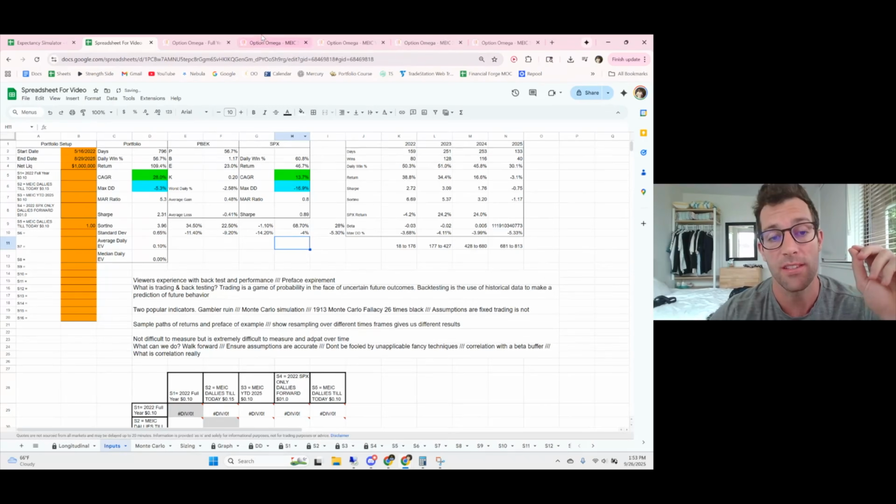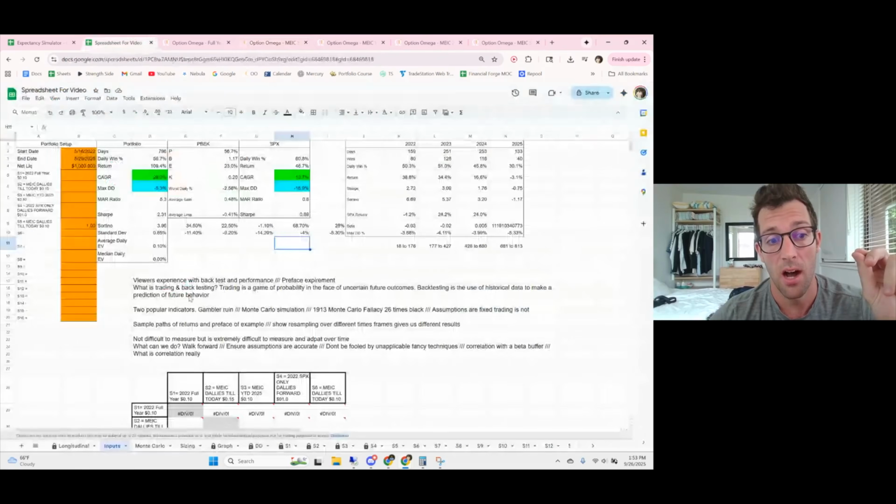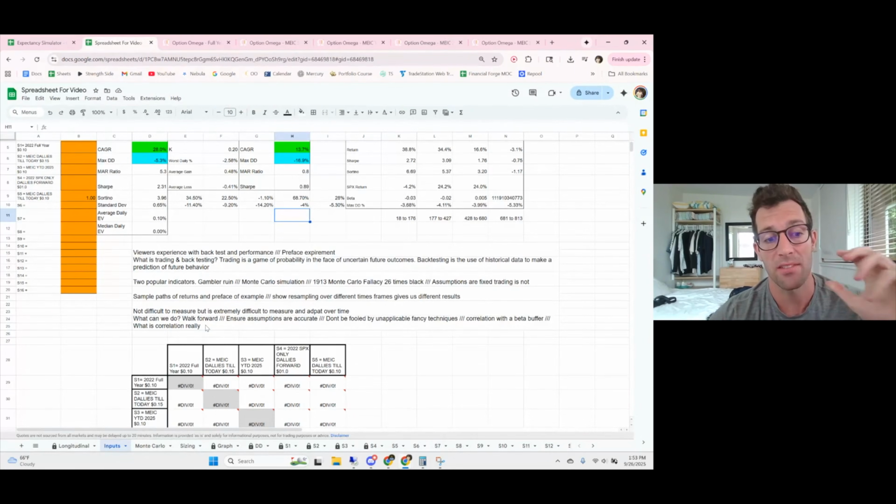And these are all the same exact mechanics, the same exact every 15-minute time frame, and then except for one of them, the same exact slippage and the same exact stop loss mechanicals. So these sample paths can drastically change.